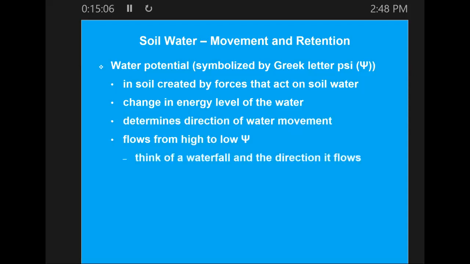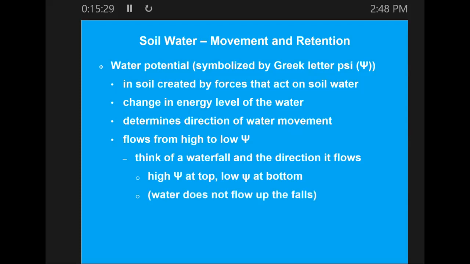And an analogy they often give when you're first learning this is the idea of a waterfall. When you are watching a beautiful waterfall, water doesn't flow up the waterfall. It flows from a higher point of the waterfall to a lower point of the waterfall. And so you have a higher water potential at the top of the waterfall and lower water potential at the bottom. So water potential is a convenient way to think about water movement and how water will move.